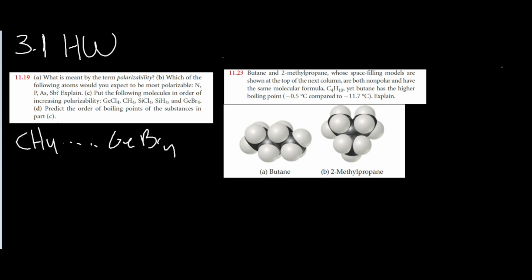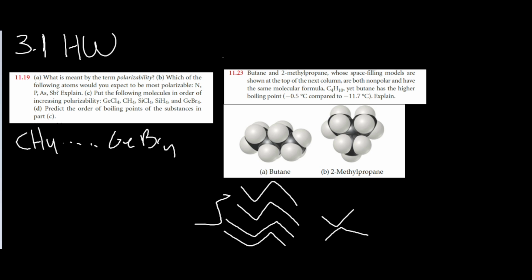All right, 23. Butane and 2-methylpropane are depicted at the bottom right there. So they're both nonpolar and have the same molecular formula, yet butane has a higher boiling point, and just explain why. So butane, as you can see, is kind of a flat molecule, while 2-methylpropane is not. So the reason why butane has a much higher boiling point is because it is much easier to stack or just put things on each other that can be more densely put together. Therefore, it takes more energy to separate them because they're just so condensable.